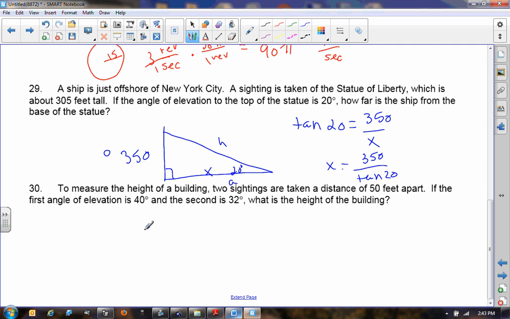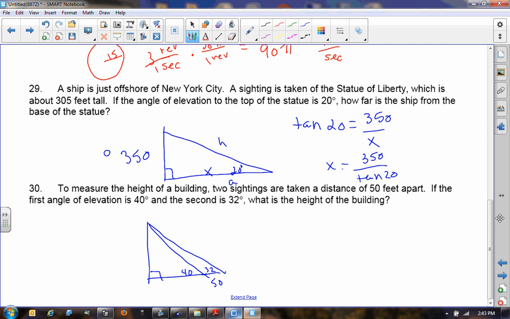This is another right triangle trig problem, so we're just going to go ahead and draw the right triangle to measure the height of a building. Two sightings are taken from distances of 50 feet apart. So this is 50 feet apart. That's 50, that little distance. If the first angle of elevation is 40 and the second one is 32, what is the height of the building?